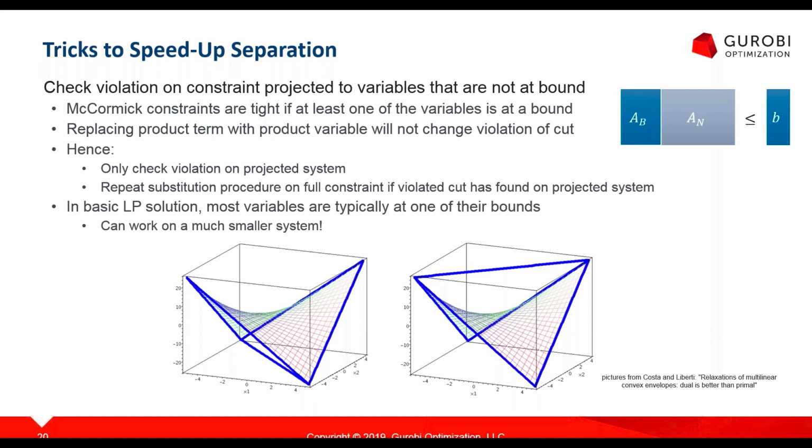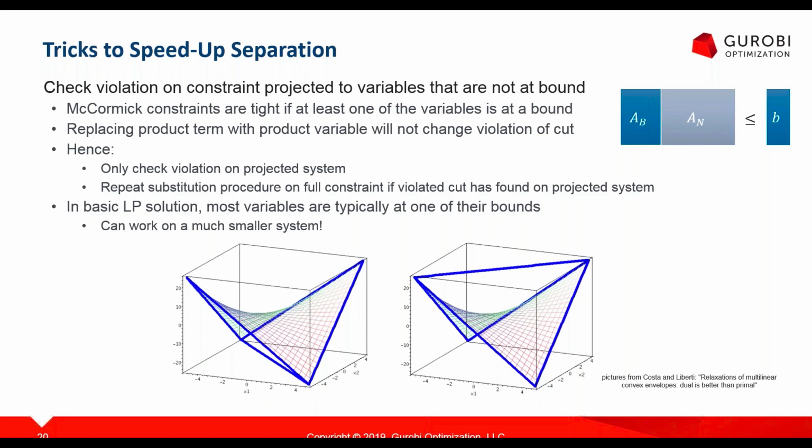So that means we can check the violation of the resulting cut on this projected system, where we only look at variables that are between the two bounds. And if we have found a violated cut on this small system, then we just repeat the whole substitution procedure on the full constraint in order to get a violated cut for the full system.